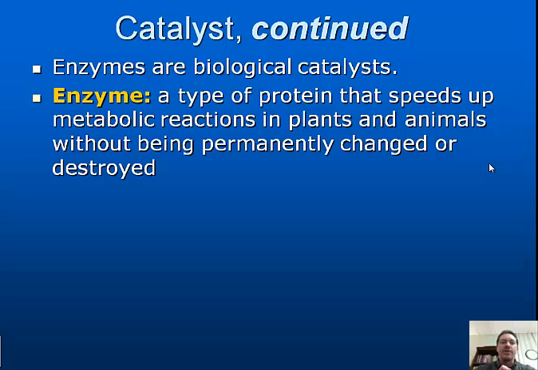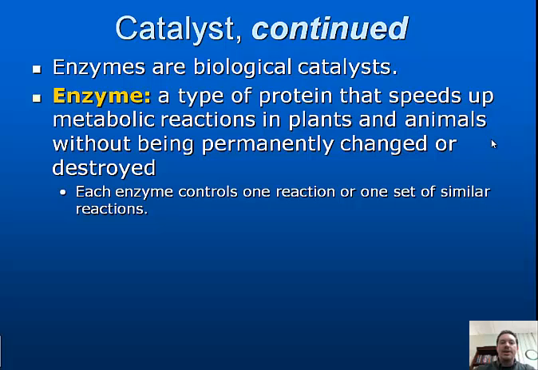So to throw the definition up here: a type of protein that speeds up metabolic reactions in plants and animals without being permanently changed or destroyed. So biological plants and animals fall under this biological topic or category. Each enzyme controls one reaction or one set of similar reactions, so enzymes are specific to the reaction that they're trying to control, either speed up or slow down.